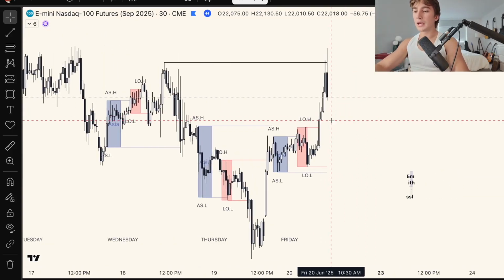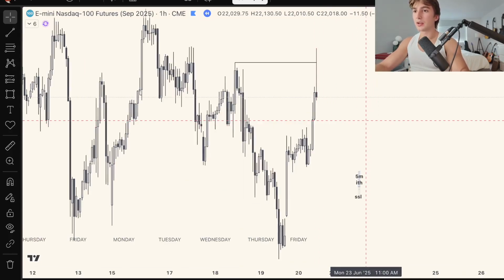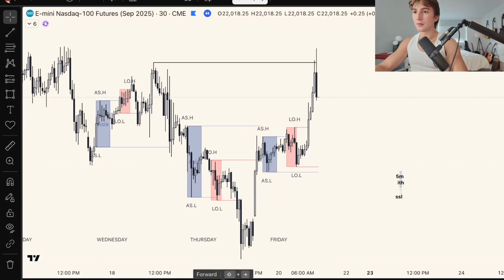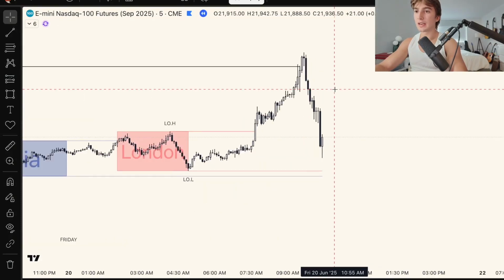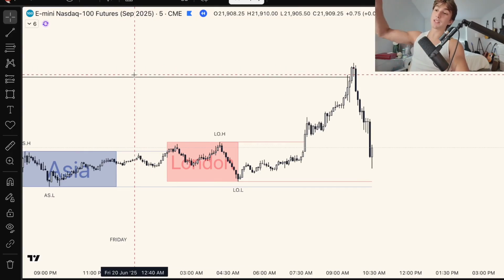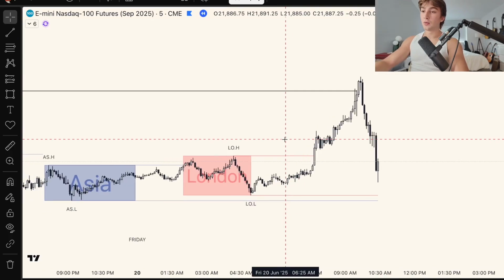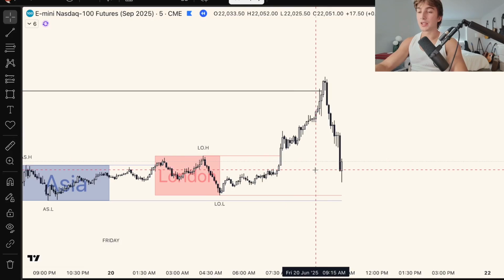Now I want to see hourly confirmation or 30-minute confirmation. Cool, we get some 30-minute confirmation. So we're taking that hourly confirmation that we swept. Sorry, we go from previous day high, so previous day highs. And now we're also getting 30-minute and hourly confirmation that we're running through these gaps.